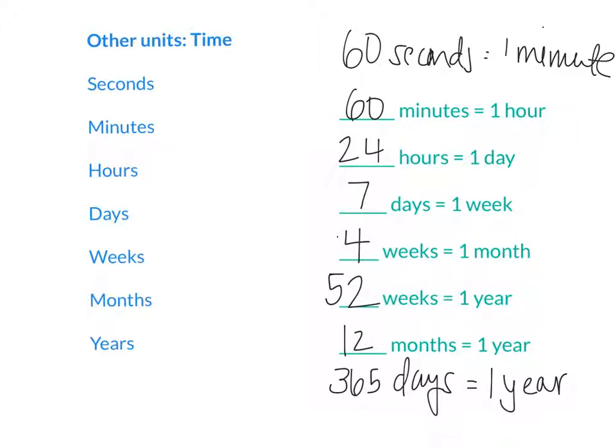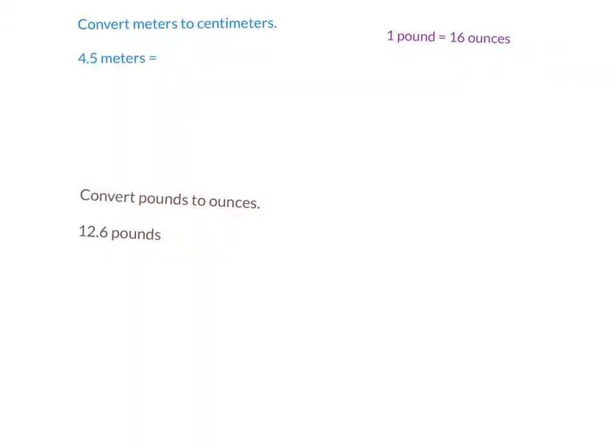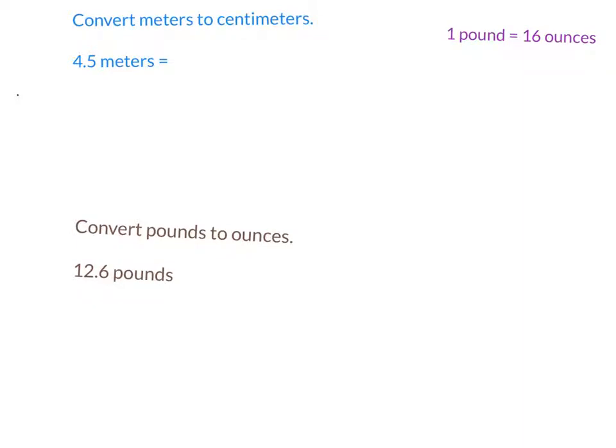So this is what you need to do. You need to know how many cups there are in 1 gallon, or how many quarts there are in 1 gallon, or how many inches there are in 1 yard. These are things you just need to memorize, just like for these units of time that you've already memorized. We're going to look at this blue problem first. So write in your notebook, convert from meters to centimeters.